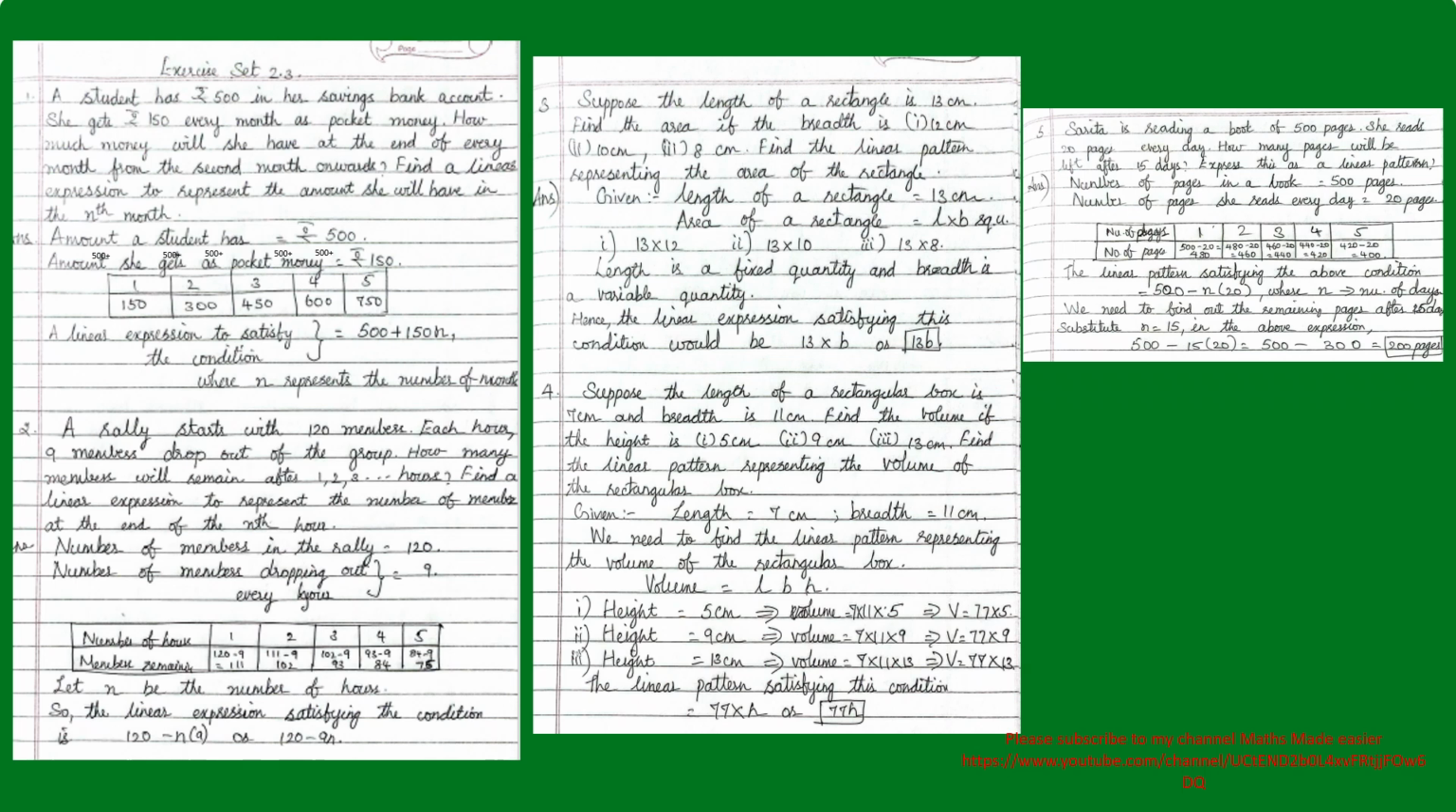What is n times 20? Day 1 it's 20, day 2 is 40. So if you replace n with the number of days, you get the number of pages read by Sarita at the end of so many days. So the linear expression satisfying this condition would be 500 minus 20n.